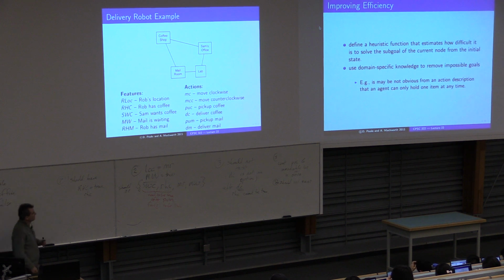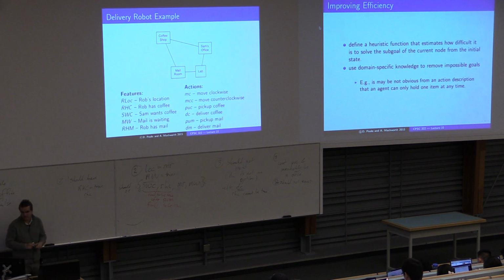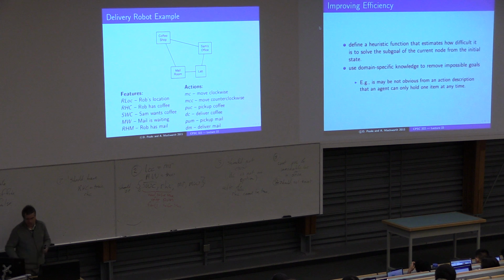And in the same way, we can use domain-specific knowledge to remove impossible goals. For example, you know you can't hold two things at once, which is often the case and not obvious from some action description. If we get to a goal here that's impossible, we want to use domain-specific knowledge to prune it. Knowing some things are impossible is a kind of domain-specific knowledge that we might use. Okay. Any questions about this? Good. All right, let's stop there. Thank you.